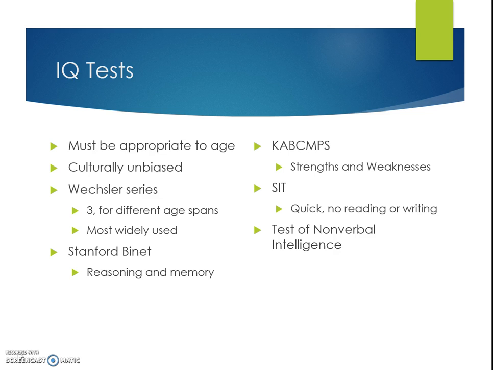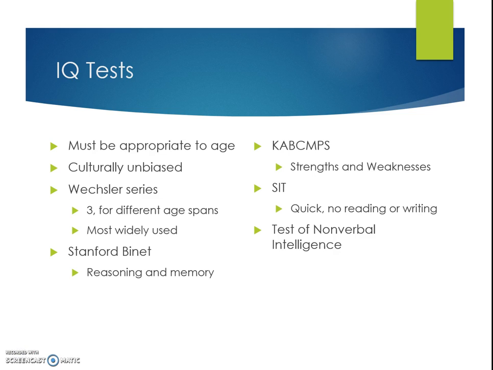IQ testing. IQ testing must be appropriate to age and culturally and racially unbiased. A very common method is the Wechsler series, which has 3 different tests for different age spans and is the most widely used. The Stanford-Binet also covers reasoning and memory.